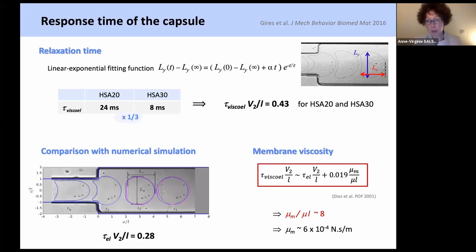So that shows you that these microcapsules made of albumin have some viscosity. It's not very large, but if you compare with numerical simulation without viscosity, you're very close, but there is still an effect. There is this small membrane viscosity that still has an impact and changes a little bit the response of the capsule.